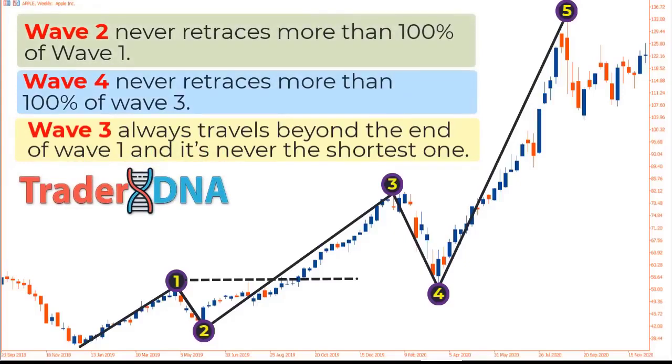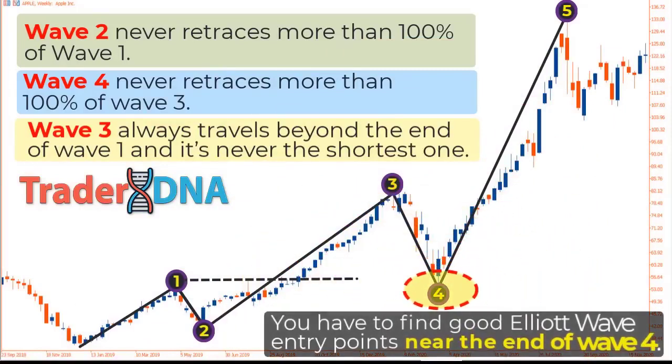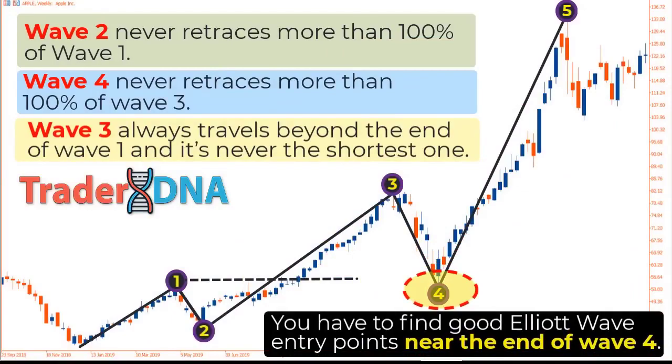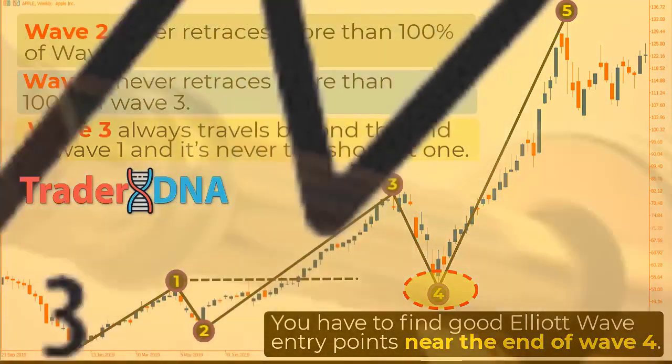and then find good Elliott wave entry points near the end of Wave 4. This is done to try and catch the last wave of the entire 5 Elliott wave sequence. Where to start Elliott wave count?